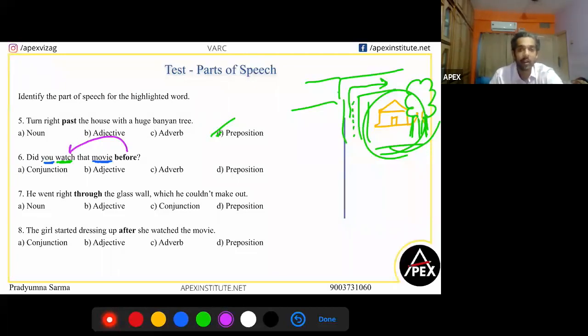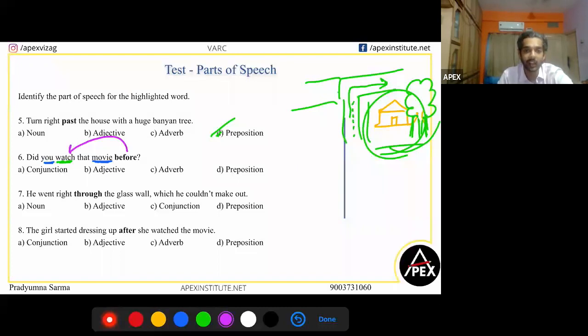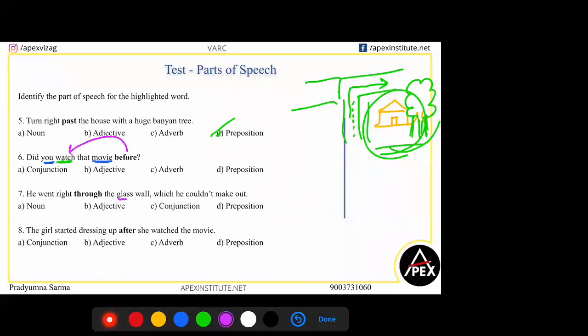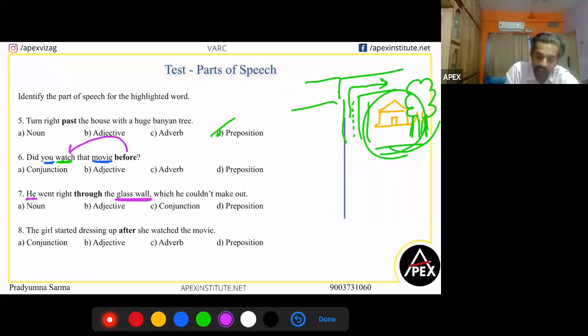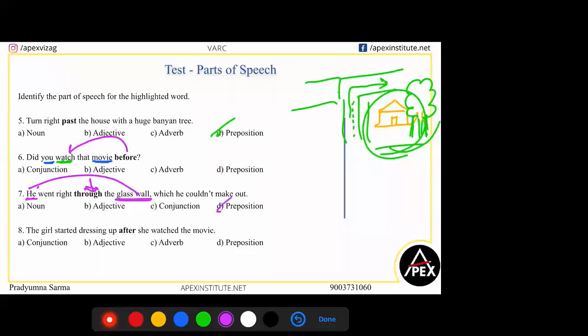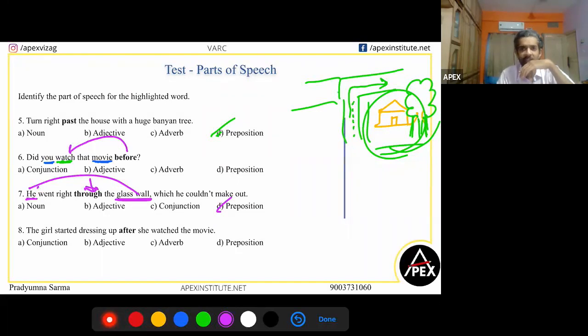Next, he went right through the glass wall which he couldn't make out. What does that mean? Look here, the relationship between the glass wall and him is shown by this word through, so it becomes a preposition. No, it's not going to be a conjunction, it's going to be a preposition.